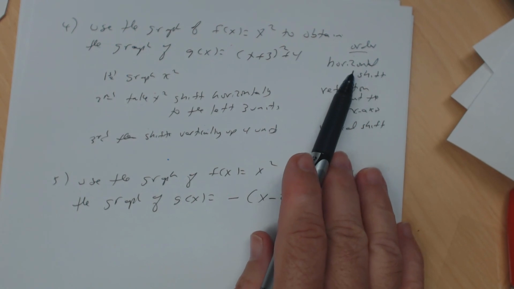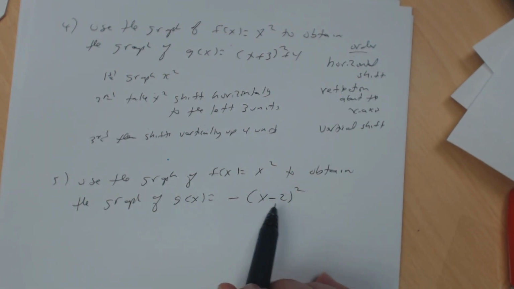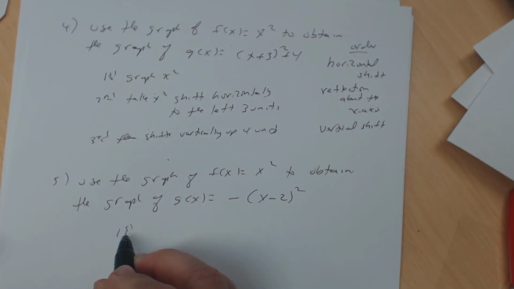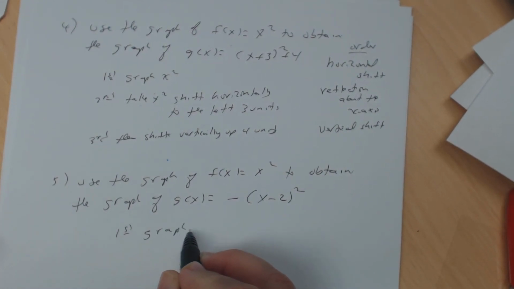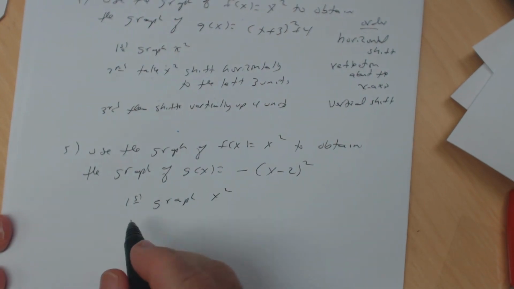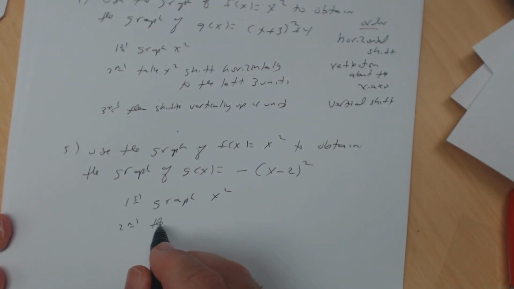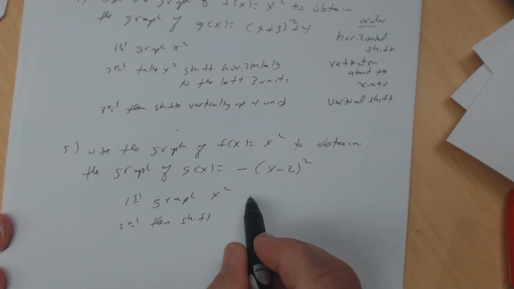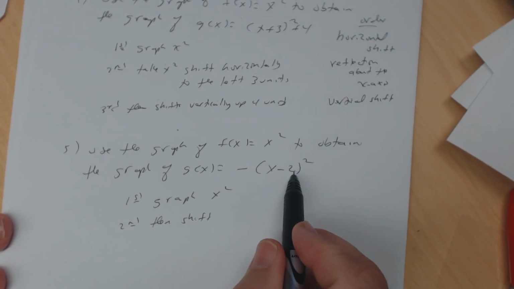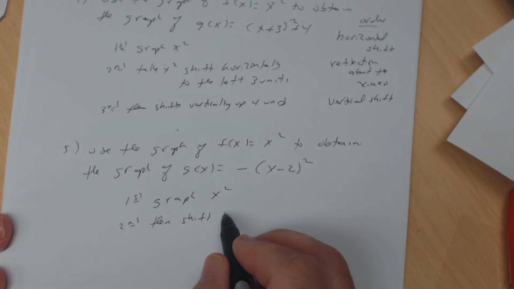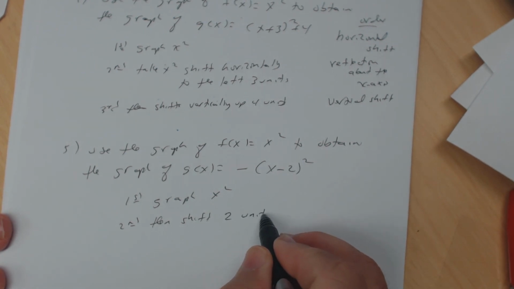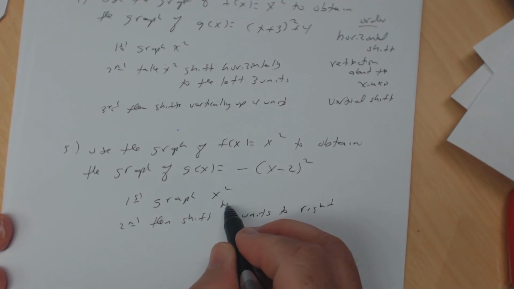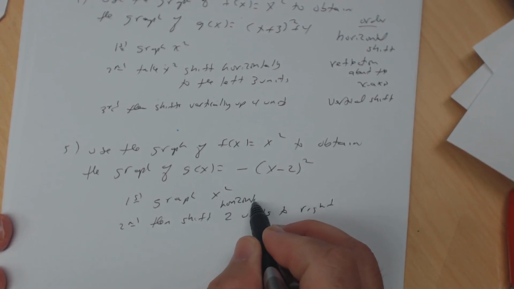Notice the order. So first of all, is there a horizontal shift? The answer is yes. So first you're going to graph the parent function x squared. Then second, you're going to do the horizontal shift, and it's counterintuitive. So it's 2 units to the right. So shift 2 units to the right. Let's use the word horizontally.